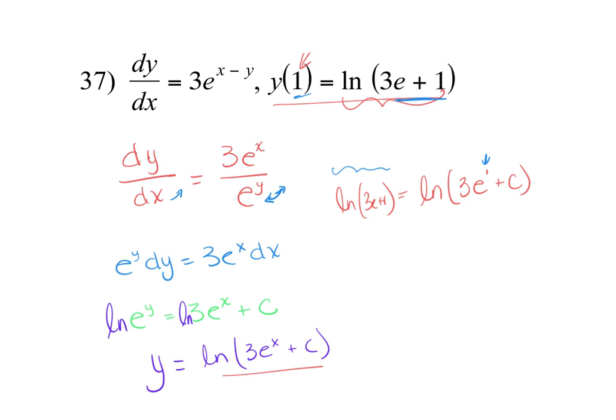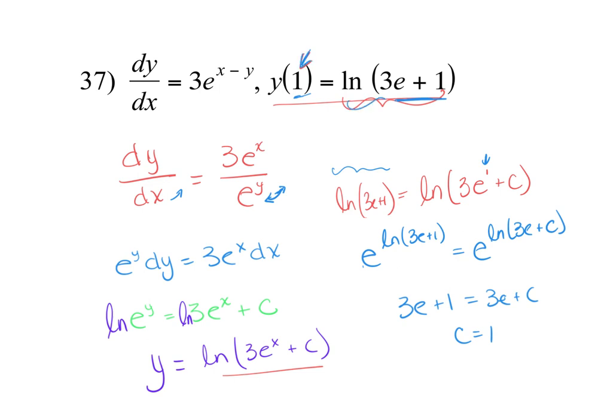So if I have this, I can take e of both sides. And you can see those will cancel. So I have 3e plus 1 equals 3e plus c. Obviously, c is 1. Okay? So all I did was plug in my x that they gave me and set my y equal to that. That's what it means. Plug in your x and they gave you your y. So c equals 1 is my answer, because see, my general solution left a c in it.